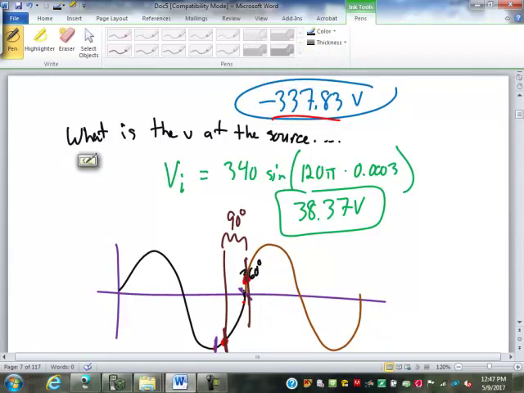No, 360 is just this spot right here. The source voltage has gone past 360. But if the source voltage were at 360, then the source voltage would have to be 0. And that would mean that the capacitor voltage would have to be at its minimum. So it would be at a negative 340 down here.